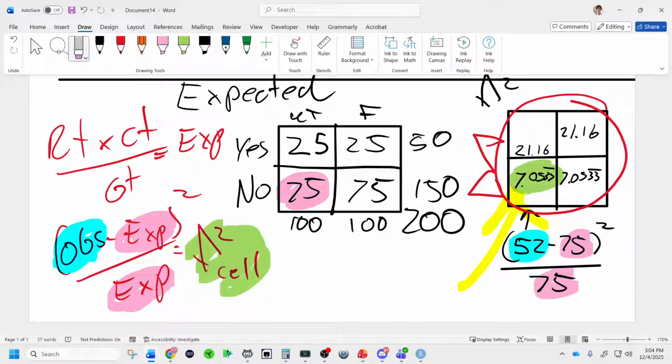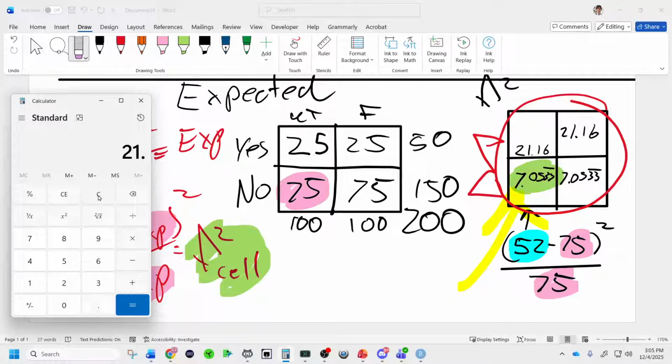So that's 14, that's 35, that's 35 and some change, 56 and some change, 56.3 or so. 21.16 plus 21.16 plus 7.05333 plus another one. Another one. And there it is, 56.42.